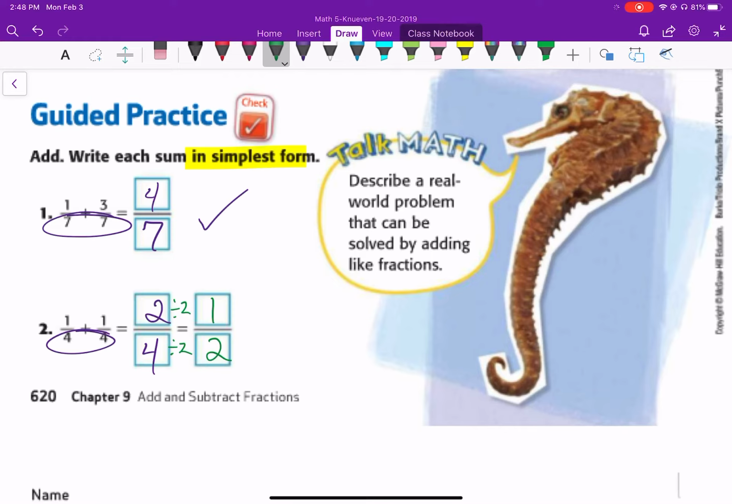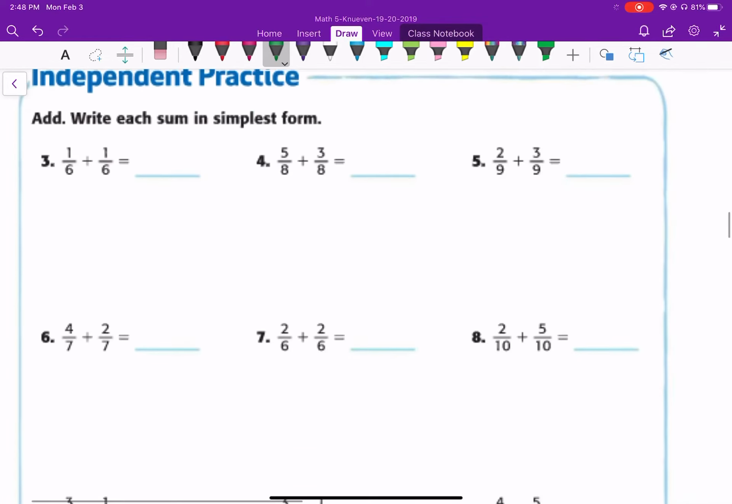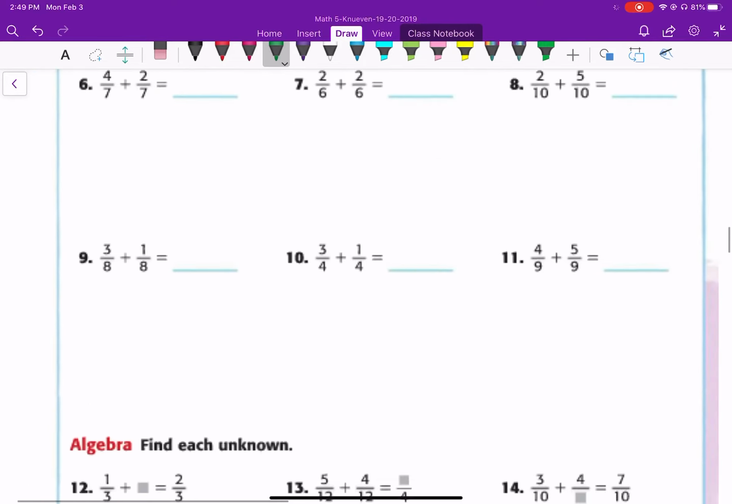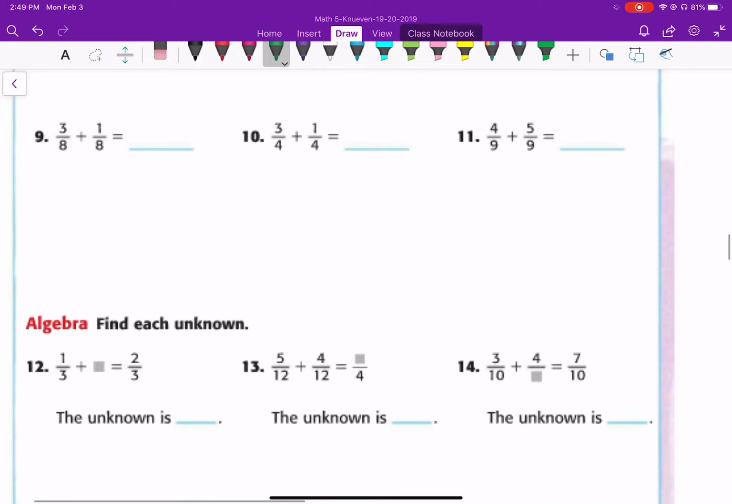All right, go ahead and you can move on to your practice homework pages. If you need a little bit more work, keep following along. I'll keep doing a few more examples here, but I'm going to jump down to number 9.